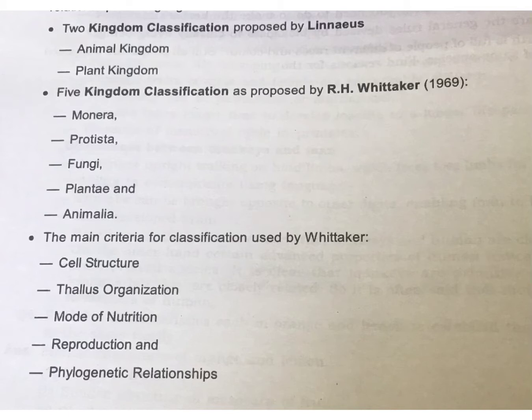The same thing is given because this is the base of classification, and the criteria which was taken by Whittaker: inside the organisms the cell structure was observed, then thallus organization, then mode of nutrition, then which type of reproduction they are preferring, and what are the evolutionary relationships among the organisms. So these all points were considered to describe the 5 kingdom classification by Whittaker.